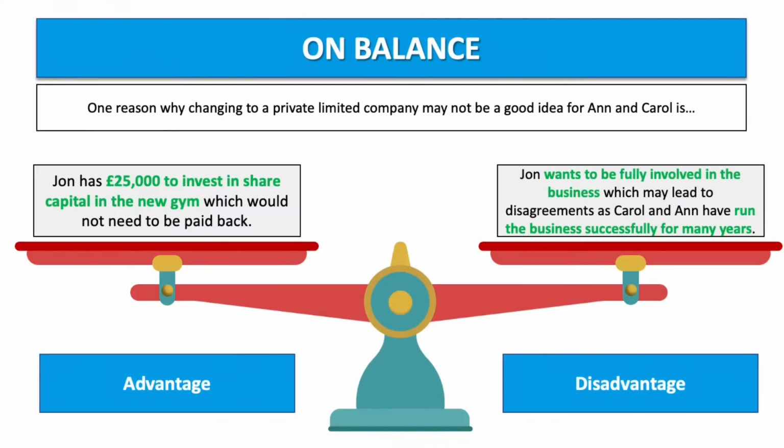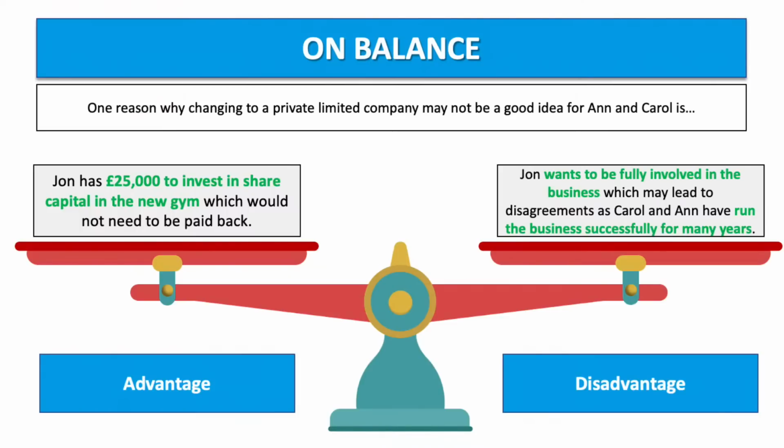Notice here the green font in the answer. That's the application to context. So John wants to be fully involved in the business, which may lead to disagreements, as Carol and Anne have run the business successfully for many years. We could say here there may be disagreements, more owners, more disagreements, or more chance of disagreements. That would be generic. That would apply to any business.